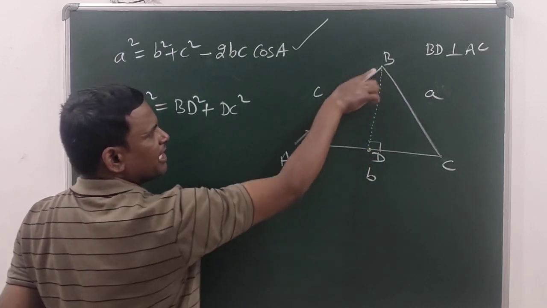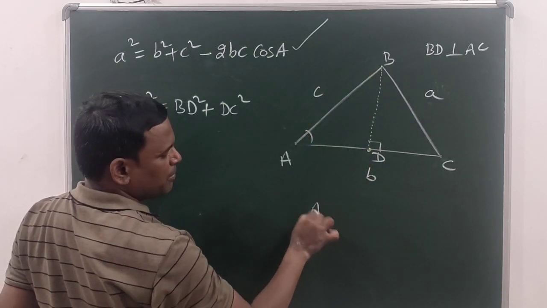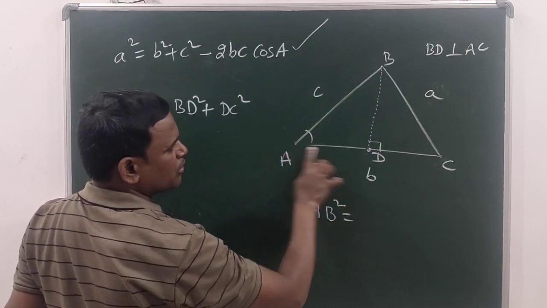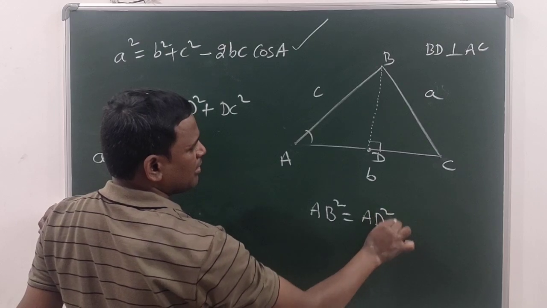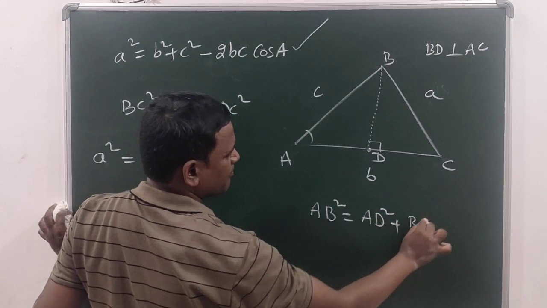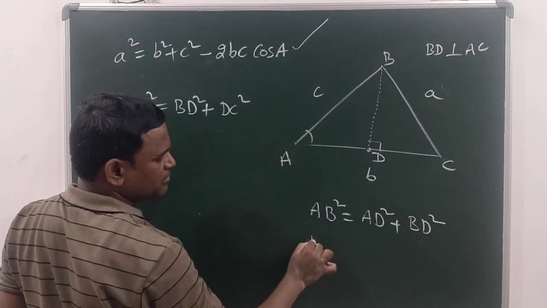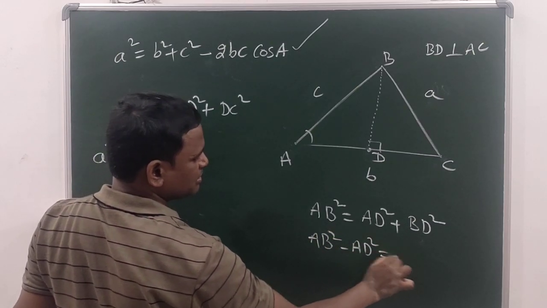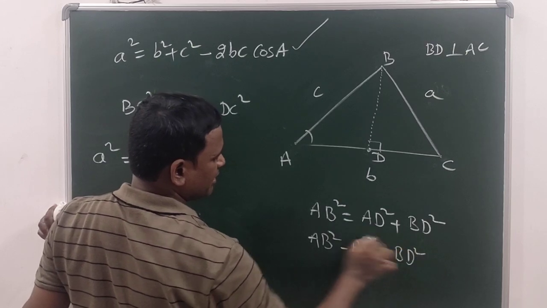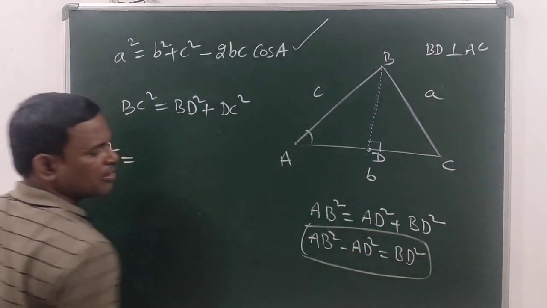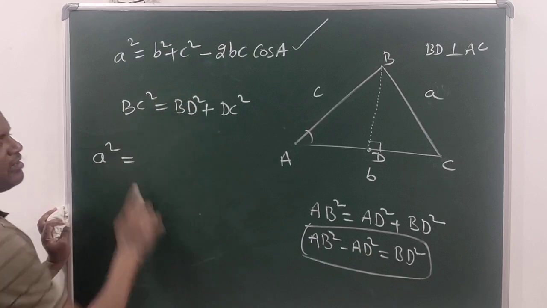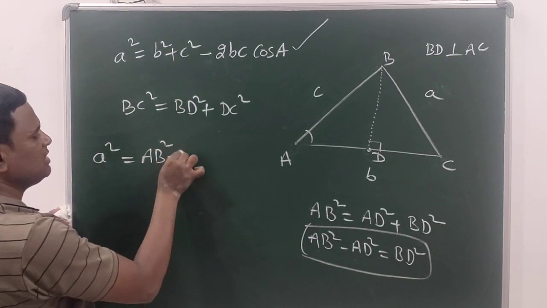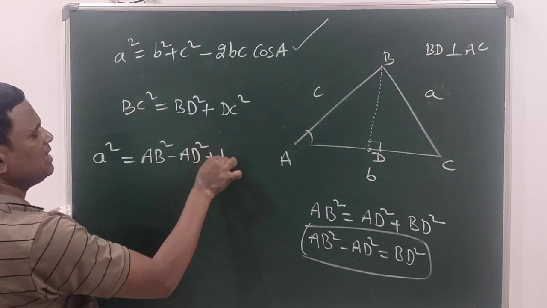Now this is also a right angle triangle, in which apply the Pythagoras theorem, so that you will get AB square, which is equal to AD square plus BD square. Now make BD the subject, so that here you will get AB square minus AD square, which is equal to BD square. So in place of this BD square, write this, so that here you will get AB square minus AD square plus DC square.